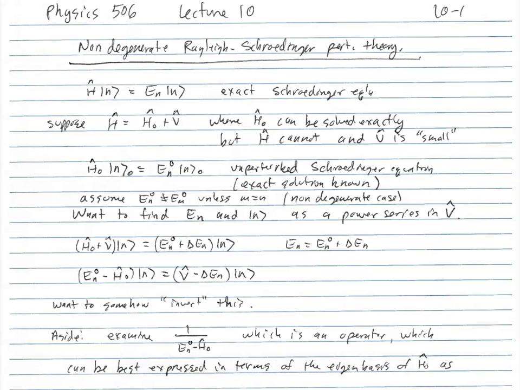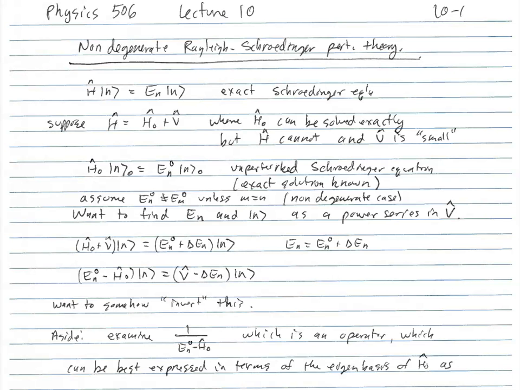Welcome to Lecture 14 of Physics 506. This is entitled Nondegenerate Rayleigh-Schroedinger Perturbation Theory. This is the easy case for perturbation theory where none of the unperturbed energy levels have the same energies. You will see why there is a simplification, and we're going to be dealing with the more complicated case of degenerate perturbation theory in subsequent lectures.